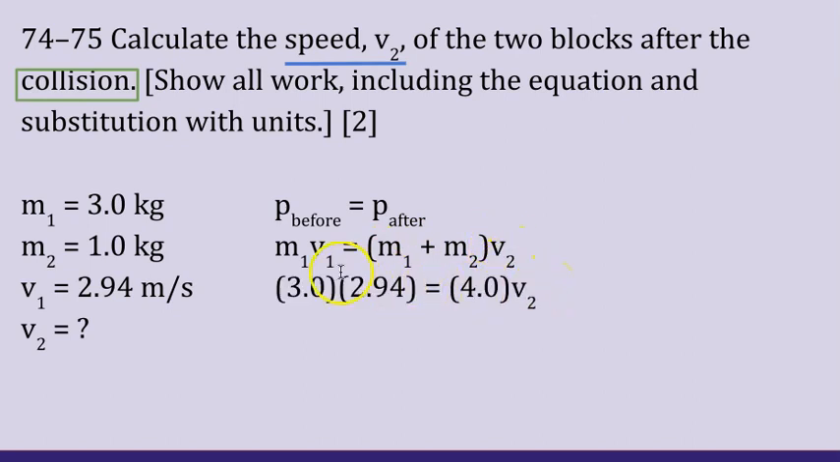When I plug in my numbers, 3 times 2.94 equals 4 times v2. I didn't bother writing out 3 plus 1. I know that's equal to 4, so I just went right ahead and put in 4 times v2. When I multiply this in my calculator, I got 8.82 equals 4 v2. These are being multiplied, so I need to undo that by dividing both sides by 4, and I get my answer. v2 equals 2.2 meters per second.